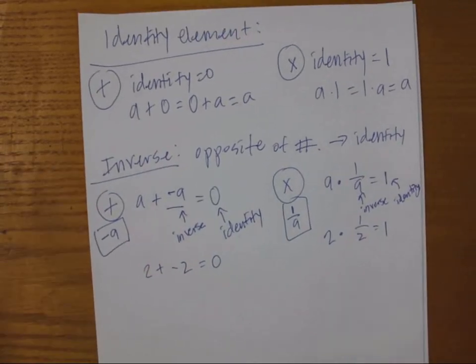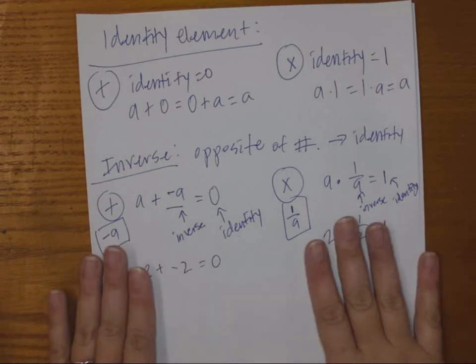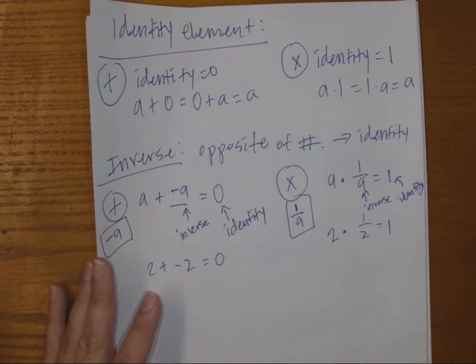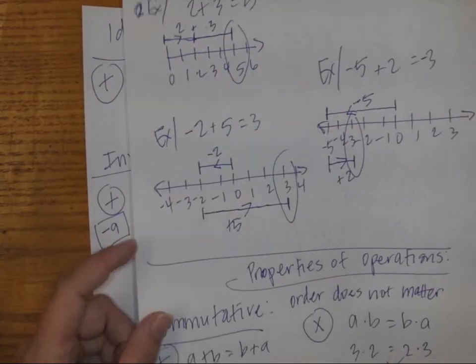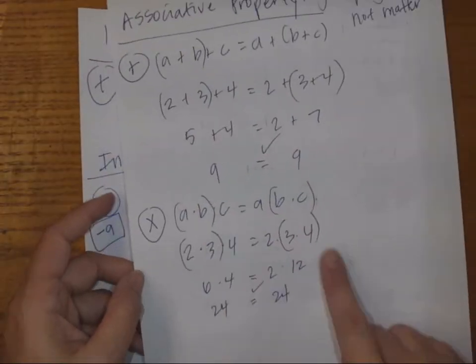Okay, so those are important properties to know for integers with addition, subtraction, multiplication, division. Basically, addition and multiplication are the two that hold all these properties. Subtraction and division do not hold these properties.